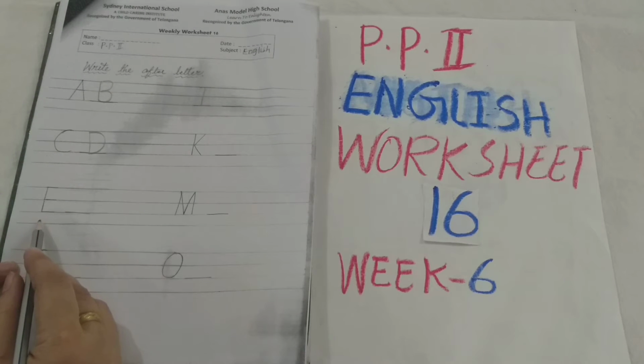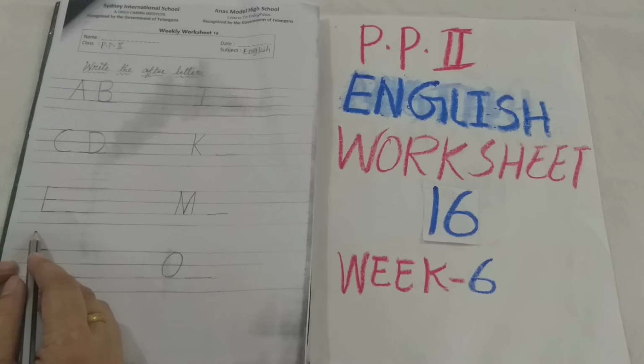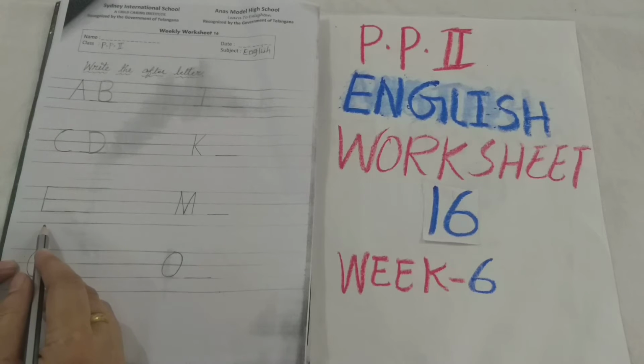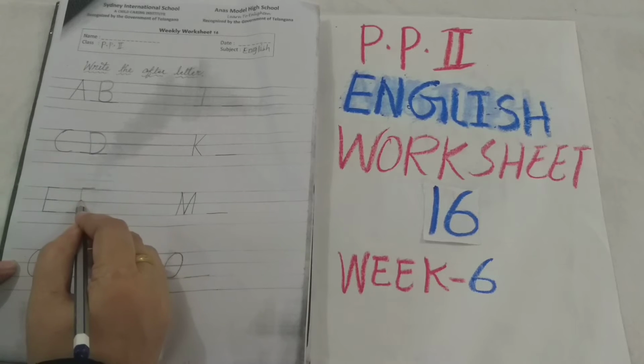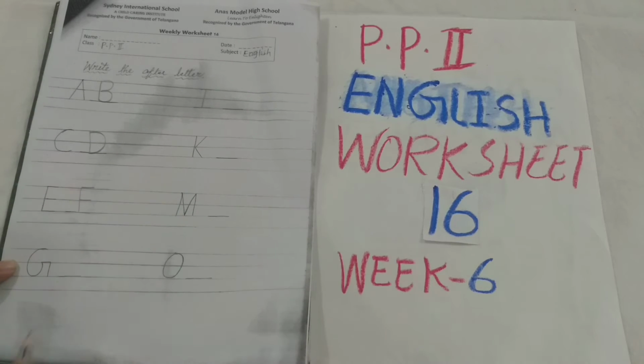Now E is here. Capital E is here. E after which letter is correct, that only you have to write. Okay. Which one is the correct letter? Sorry, I said number. Which letter is the correct? E after F. F you have to write here.